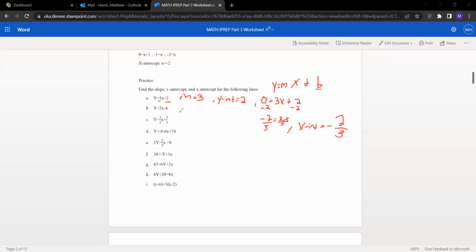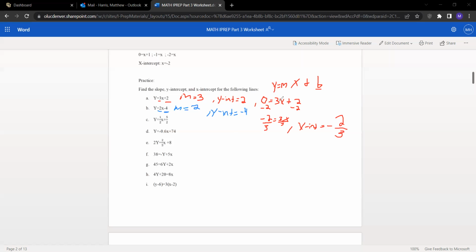Here we have y equals 2x minus 4. What is the slope of this equation? It's 2, right? Because y equals mx plus b, or I'm sorry, minus 4. So m will equal 2. Next we look at our y-intercept. Here we have 2x minus 4. What's our y-intercept? Well, -4, right? Because it's -4.